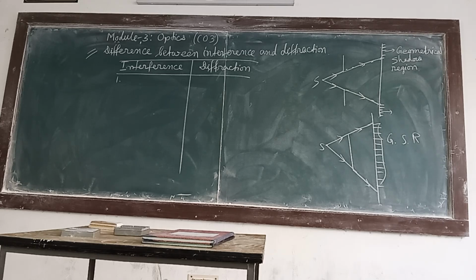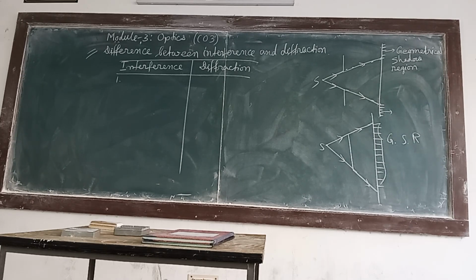What is a coherent source? Monochromatic light that has the same phase or a constant phase difference. That is called a coherent source. We get two coherent sources only from one source. Two different sources can never be coherent sources.